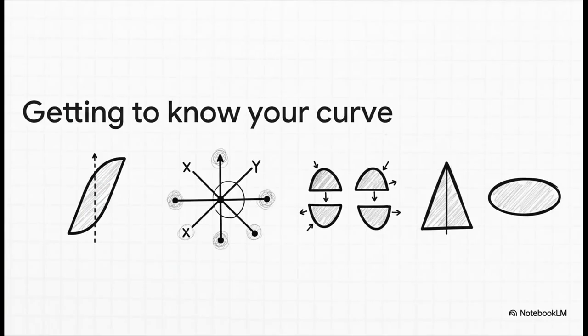And here's the checklist, the interrogation we run to tame this wild equation. First off, is it symmetrical? Because if it is, boom, we might have just cut our work in half. Next, where does it cross the axes? Those are our anchor points, absolutely crucial. Just by asking these simple questions, we take this abstract formula and turn it into a real picture, something we can actually get our hands on.